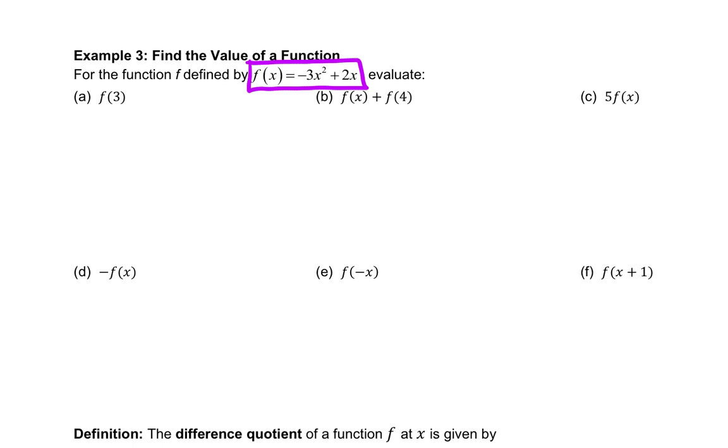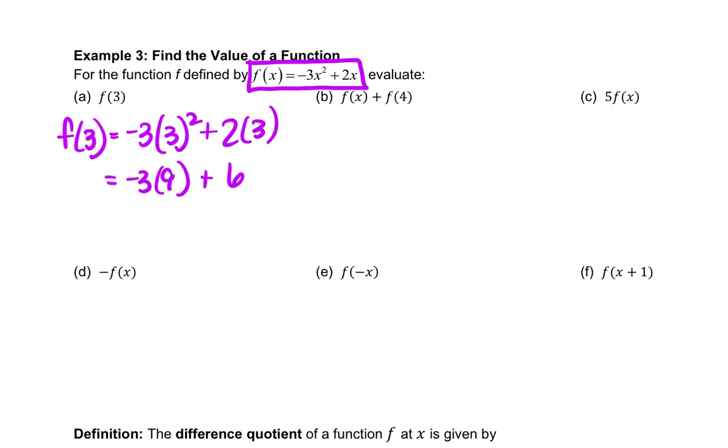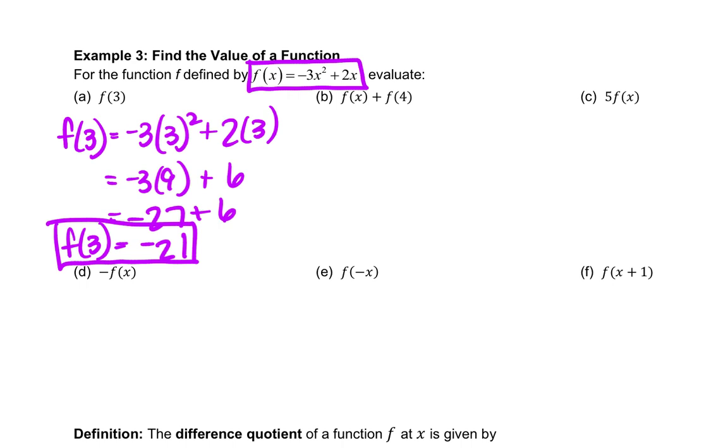They're telling me that x is 3. So everywhere you see an x value, put a 3. So f of 3 equals -3 times 3 squared plus 2 times 3. So -3 times 9 plus 6. -27 plus 6. So -21. So when x is 3, y is -21.